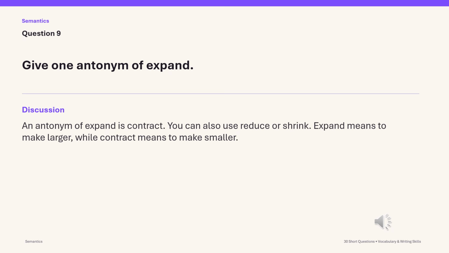The next question asks the antonym of the word expand. First of all, antonym is the opposite of a word. The opposite of expand is contract, and expand means to become larger. Contract means to become smaller.